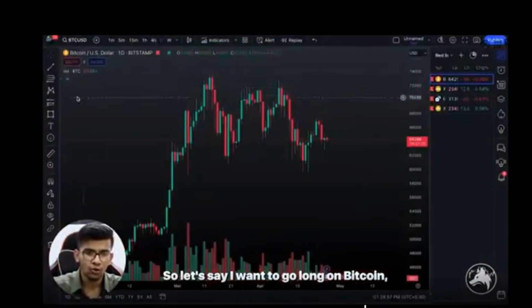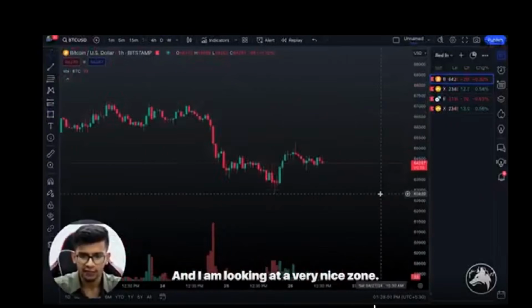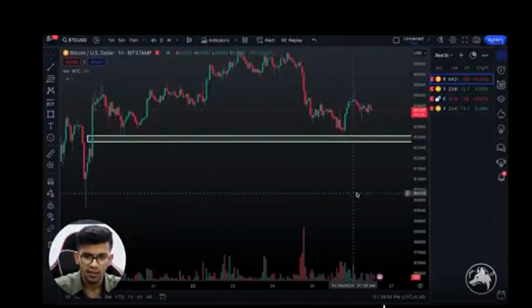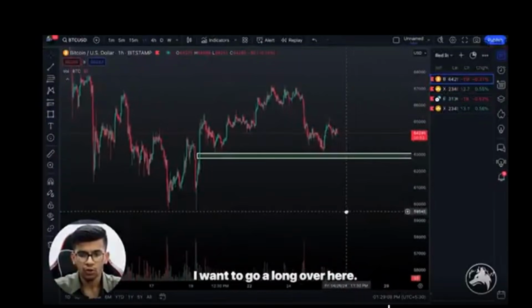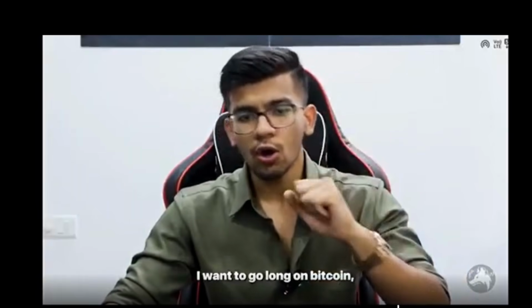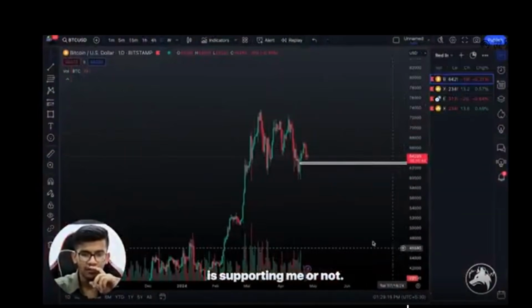So let's say I want to go long on Bitcoin, okay, and I am looking at a very nice zone. The zone looks something like this right here. So the zone looks good to me. I want to go long over here. So my trade bias is on the upside. I want to go long on Bitcoin. I want to buy Bitcoin. So let's understand whether the time frames are supporting me or not.